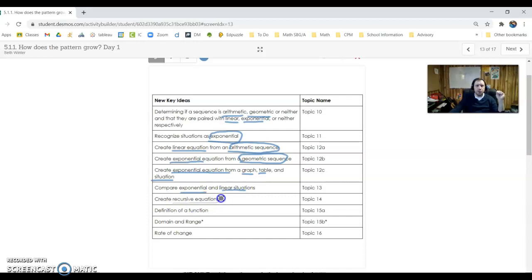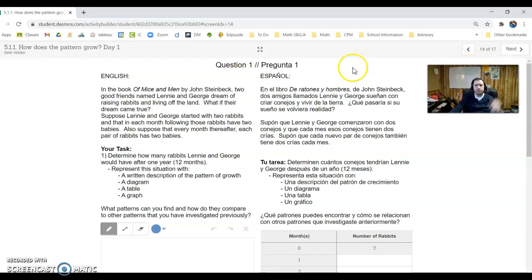Create recursive equations. What's that recursive mean? What's the definition of a function? That's a little bit of a review. Domain and range. I know you learned some of these in middle school, but we're going to revisit domain and range. And then what does it mean, rate of change? We learned rate of change when we started looking at tiles. So what's it mean now with exponents and exponential functions?